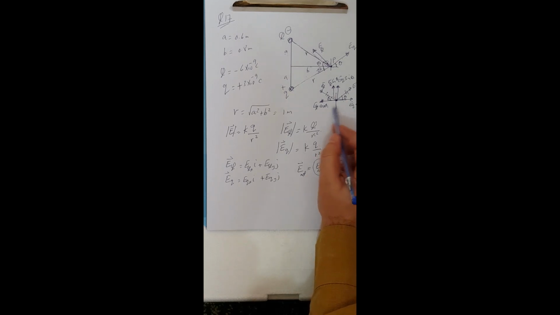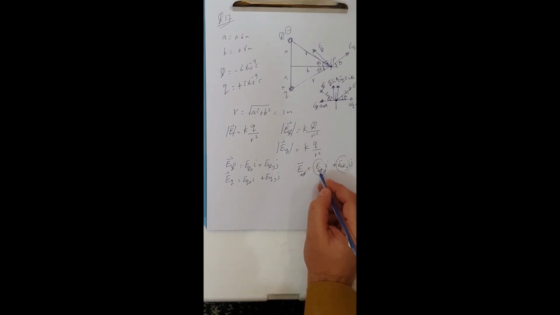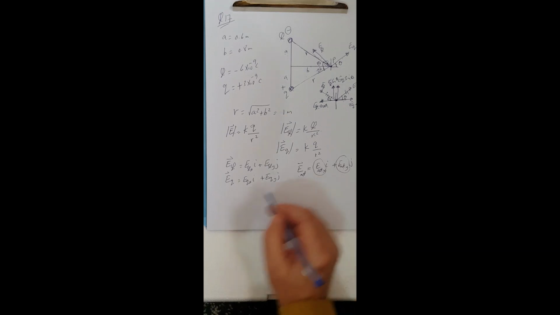Now here you can see for E net x, you just have to subtract. But for E net y, I just have two components, both in the same direction, so we add them. We add these two, but here we subtract. So we find E net x and E net y. Once we find these, we can find the magnitude of E net total.